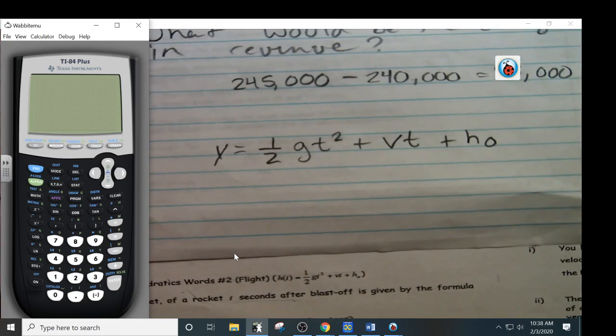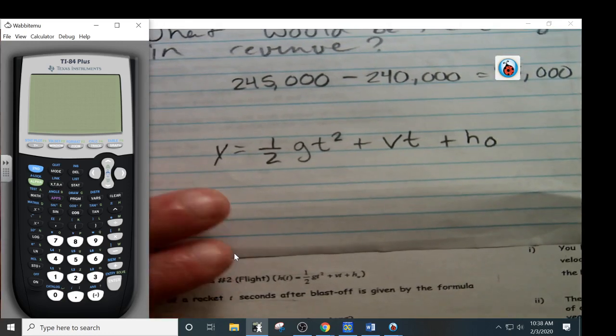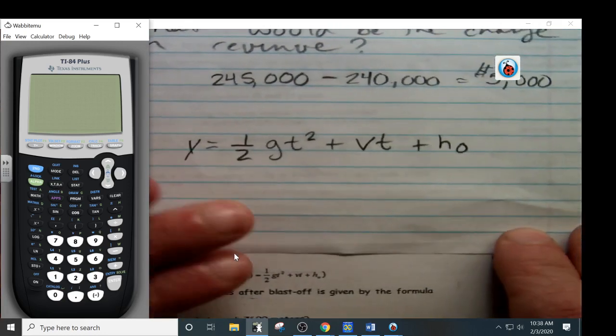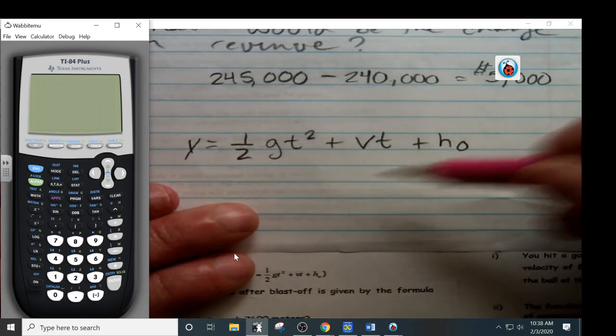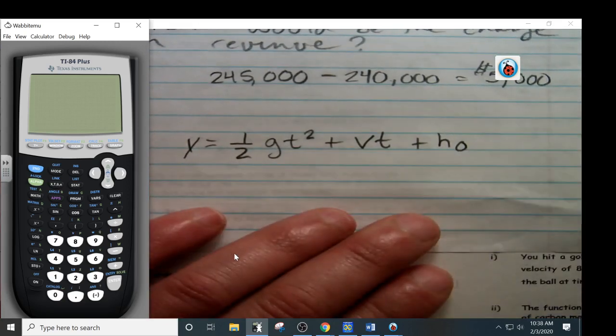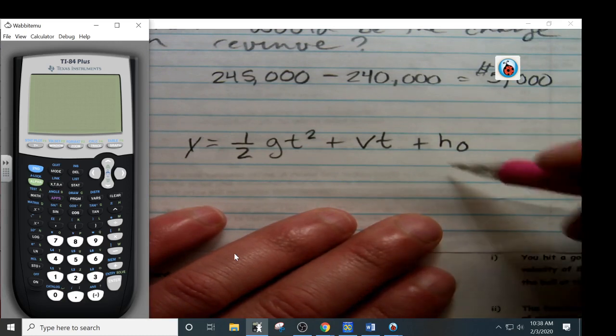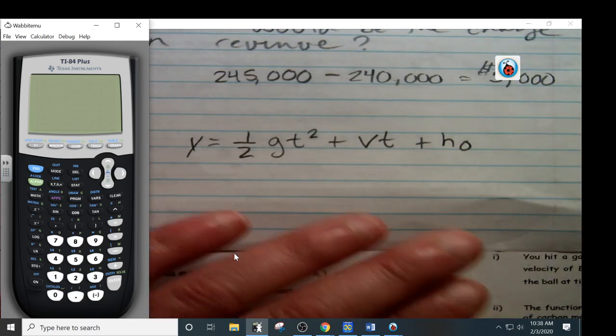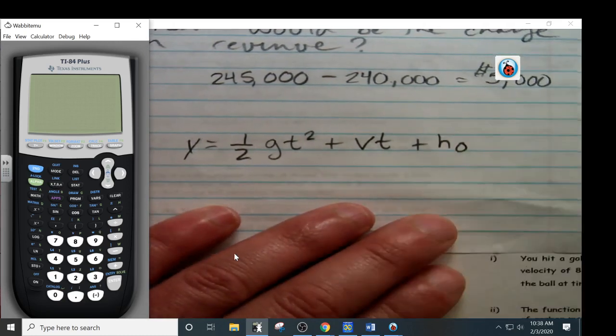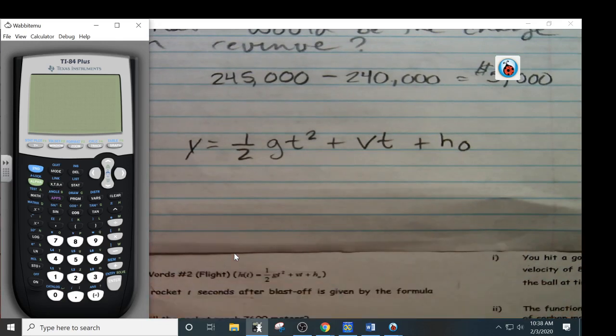All right, now, guys, so you are required to understand what each one of these mean. Okay, math one, you did it. You really wasn't required to know anything. Okay, now, H of O, what that means is initial.